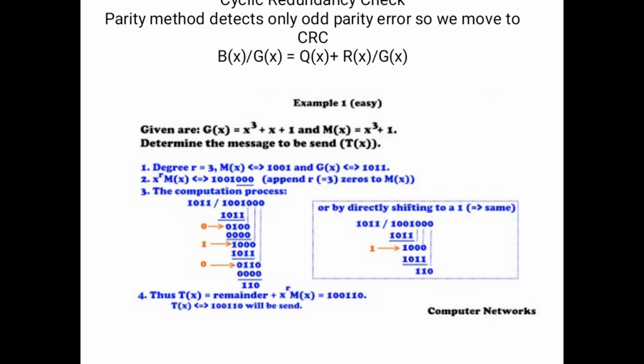Next one is the cyclic redundancy check. The cyclic redundancy check helps to provide a parity method that detects only odd parity errors. Here we have the generator and the message. When we divide these two and get a remainder, the remainder gets added to the original message, and once again if we divide with the generator, we get the remainder as 0. If the remainder is 0, then the data is successfully sent. This helps to avoid odd parity errors in the cyclic redundancy check.